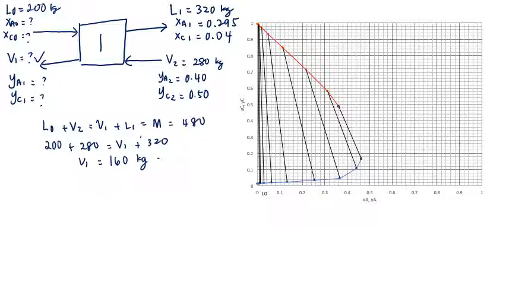Now you have the equilibrium data as shown in the graph, so you can plot the known compositions. Let's plot L1, the known composition. The coordinate is 0.295 and 0.04. So let's plot the L1 point, 0.295, which is very close to 0.3, and 0.04 for XC. This is your coordinate for L1.